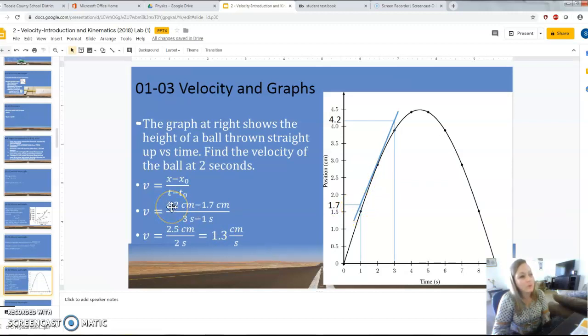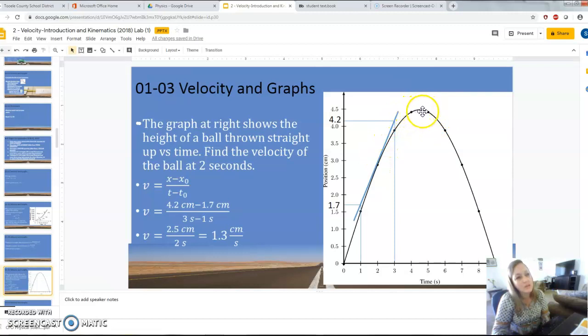So we're going to write 4.2 centimeters divided by minus 1.7 centimeters. And then we're going to divide it by 3 seconds, subtract 1 second, and we can see that the velocity of the ball at this point of its trajectory is 1.3 centimeters per second.